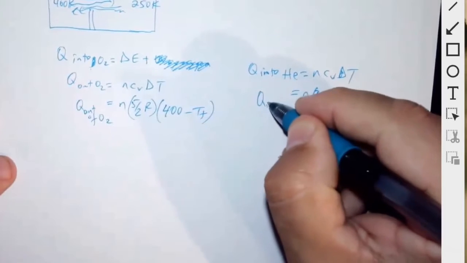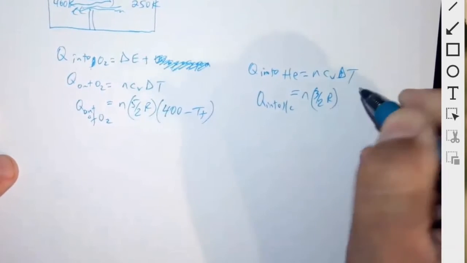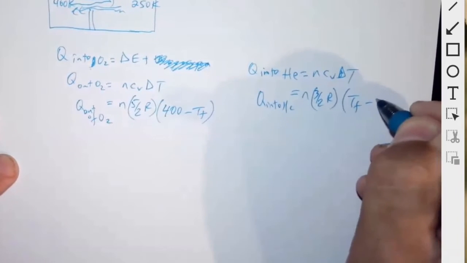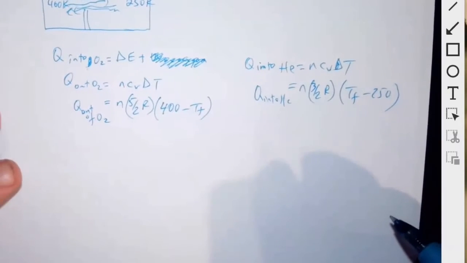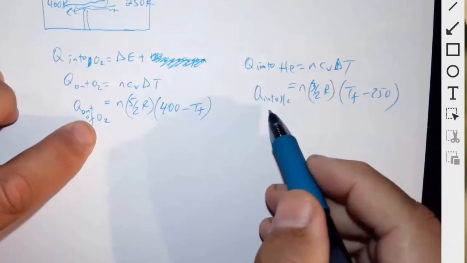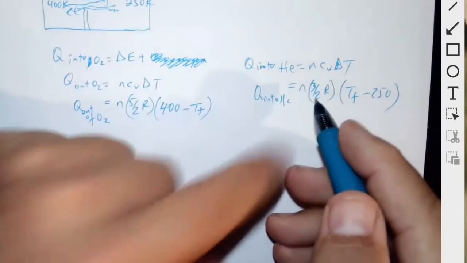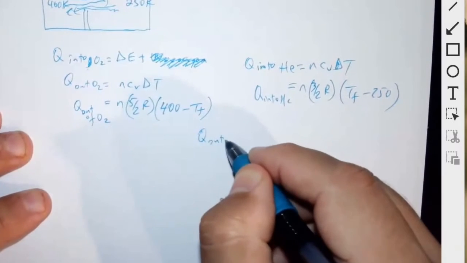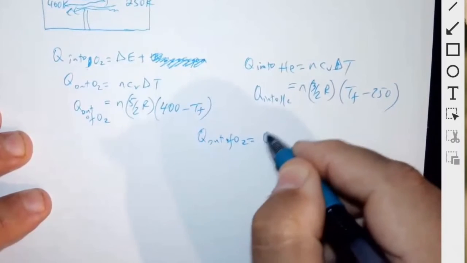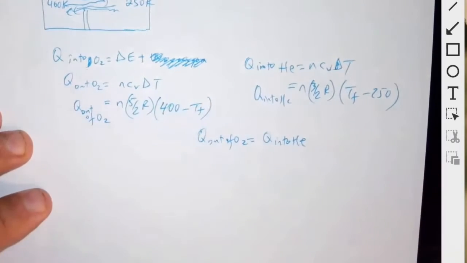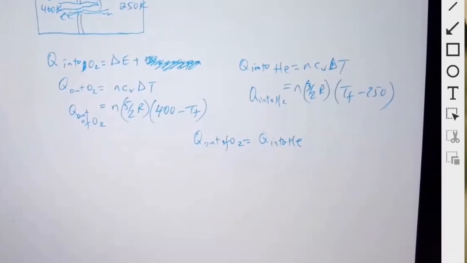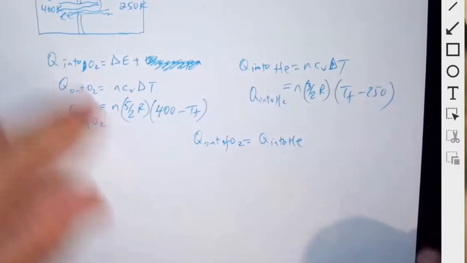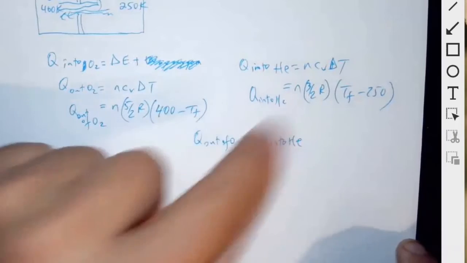Okay, so then we have Q into helium with Cv, and the delta T is T final minus 250. Then we say the Q out of the oxygen must equal the Q into the helium. Heat conservation. This is kind of like what we do in the lab today, when we take a hot aluminum, put it into water, and find the specific heat of the aluminum. Same kind of example, we do heat conservation. Now we're just doing that to gases.